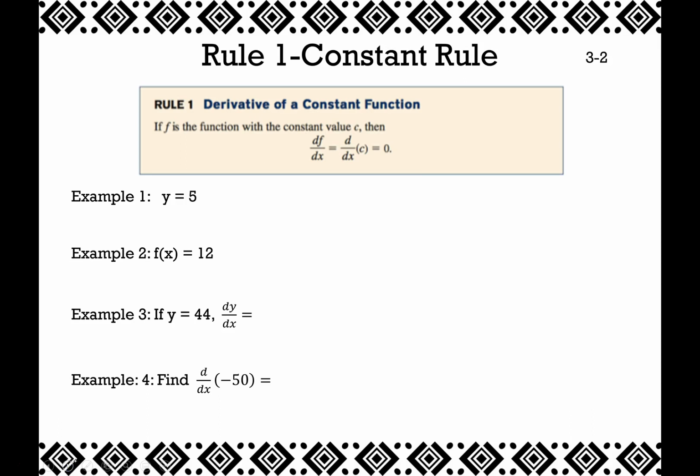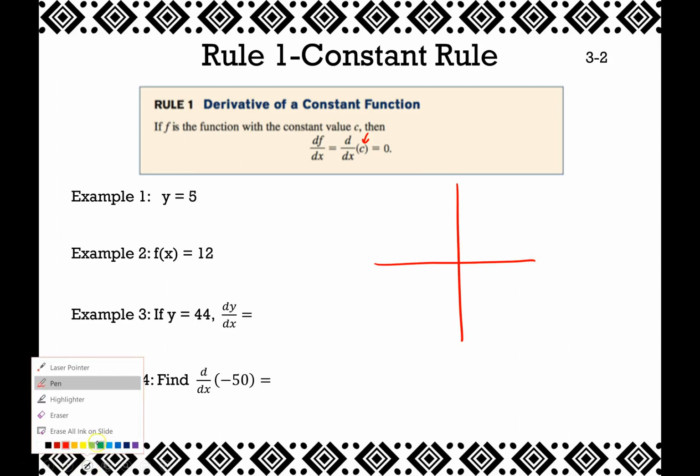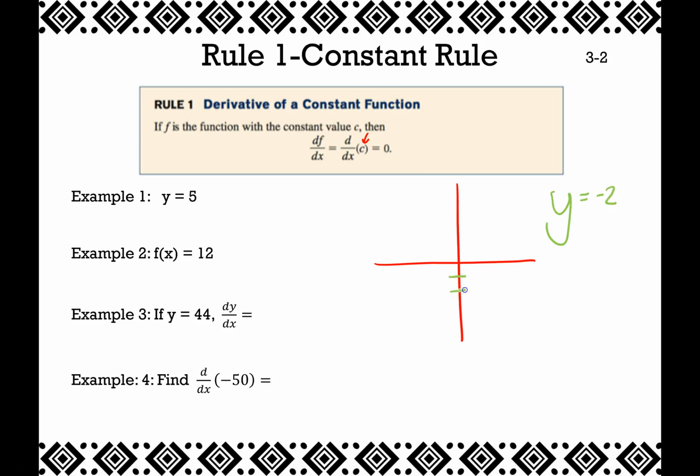The first is the constant rule. So here's our rule. It says if the function is a constant value, then the derivative of a constant c is 0. Why is that true? Why is the derivative of a constant 0? Well, let's just go ahead and graph a constant. For example, let's graph y equals -2. All right, that's this right here.